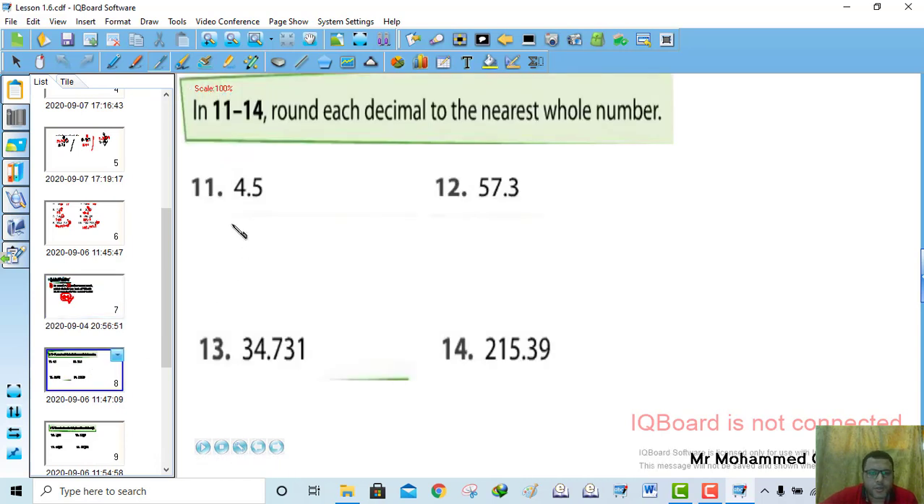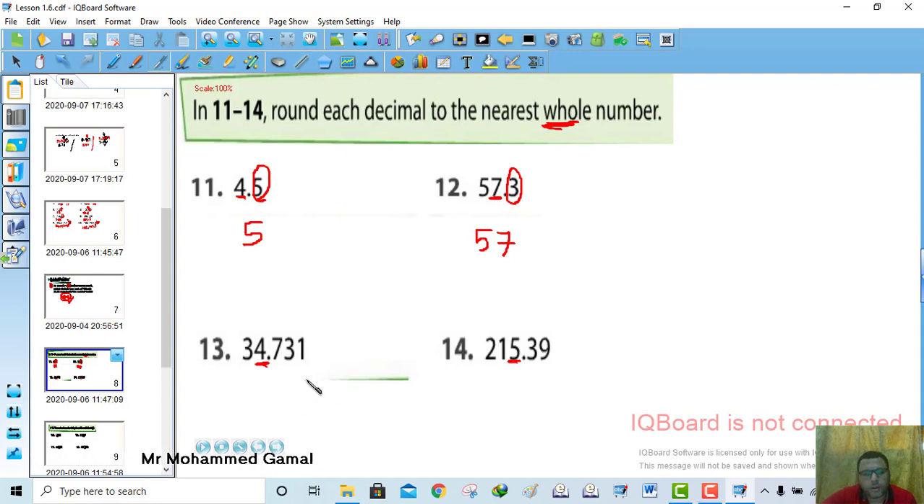Next question, question 11. Round decimal to the nearest whole number. Whole number means ones place. So 4.5 is going to be 4 or 5? The answer is 5 because 5 is strong. 57 will be 57 or 58? The answer is 57. Why? Because the 3 is weak. 34 will be 34 or 35? The answer is 35 because 7 is strong.